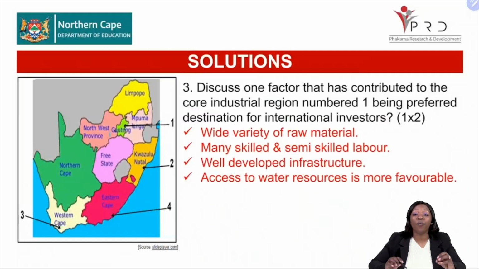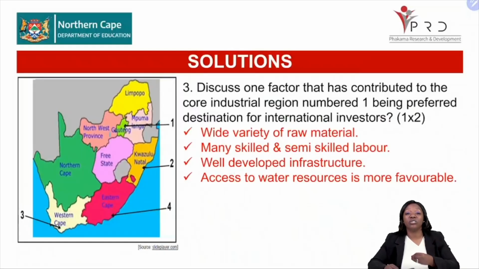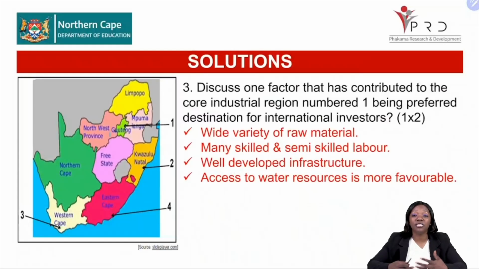We're talking about a well-developed infrastructure. We said after discovering those raw materials or minerals, it is turned into a good or a product that is supposed to be transported. So with a well-developed infrastructure, it will become attractive to international investors. Then access to water resources is more favorable. Remember, we said in this region, there is a water scheme that is making sure that this province or this region has water.